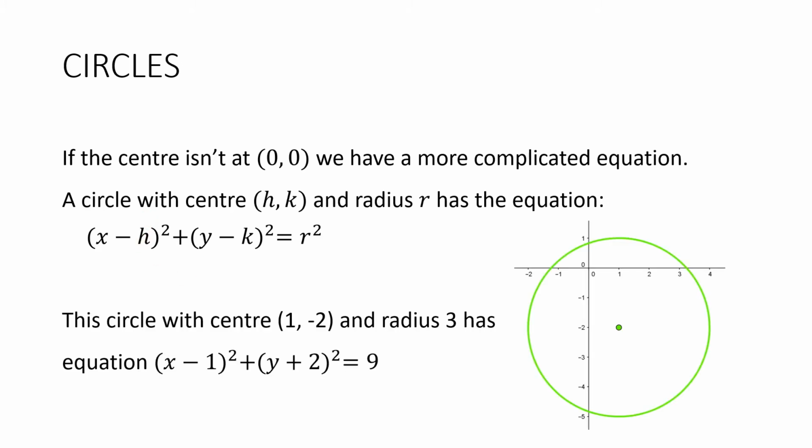So let's have a look at this example. This circle has center 1, negative 2, and radius 3. So if I do 3 squared, I'm going to get 9, so that's what goes here. And here I'm going to write x minus 1 all squared plus y plus 2 all squared. And it's written this way with the minuses so that we can easily find the center of the circle by asking what makes 0. What makes 0 here? 1. What makes 0 here? Negative 2. Do you see?